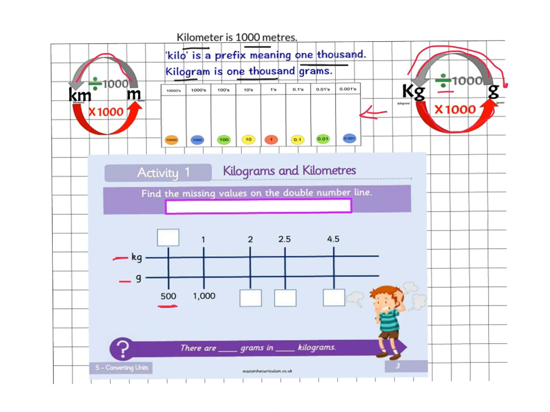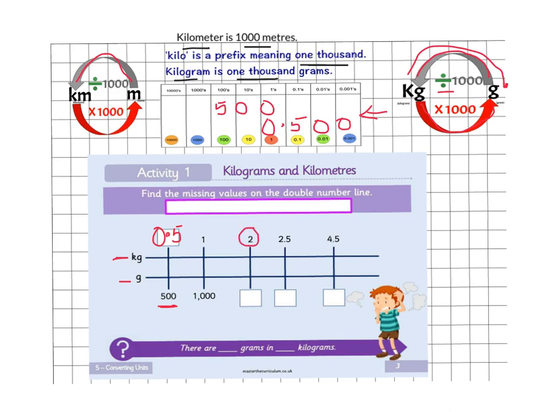So if I wrote 500 on my place value board, I know that when I divide by 1,000, each digit is going to move 3 places to the right. So 1, 2, 3, my 0 goes there. 1, 2, 3, my other 0 goes here. 1, 2, 3, and my 5 goes there, and there's my decimal point. So my answer would be in kilograms 0.5 kilograms.